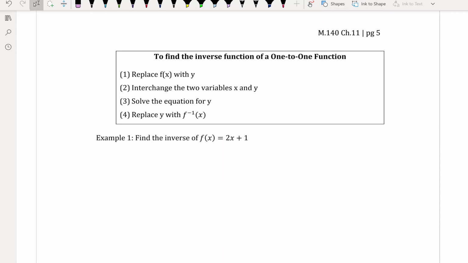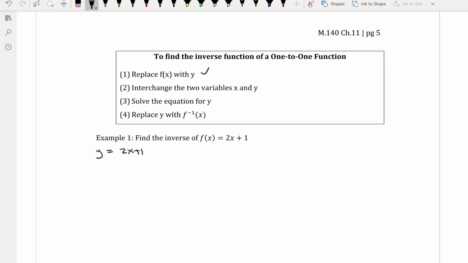Okay. So now you might want to be able to find the inverse function of the one-to-one function algebraically. Sometimes you're not always going to have the graph to work with. So algebraically, here are our steps. So okay, let's start with example number 1. It says find the inverse of f of x. So the first thing we want to do is replace f of x. We know that to really be y. So okay, y is equal to that 2x plus 1. So I just replace f of x with y.